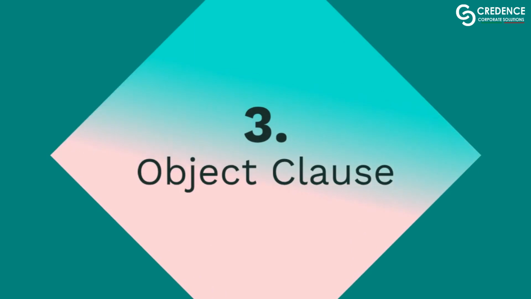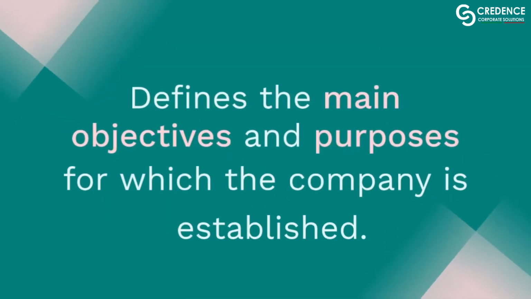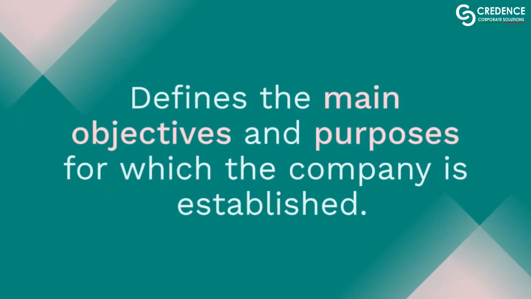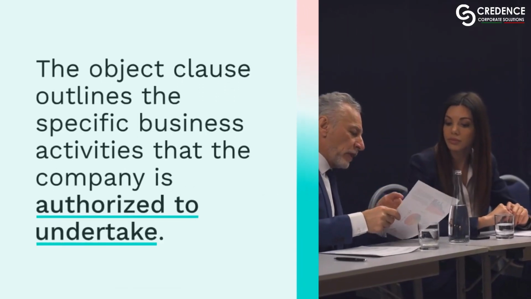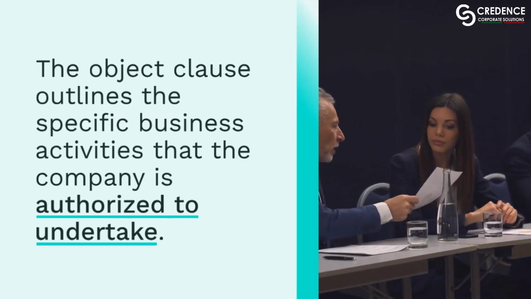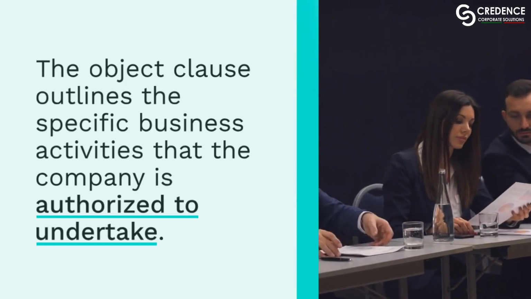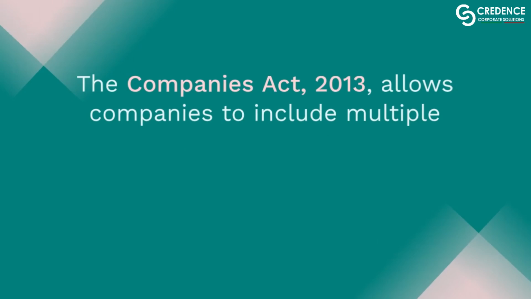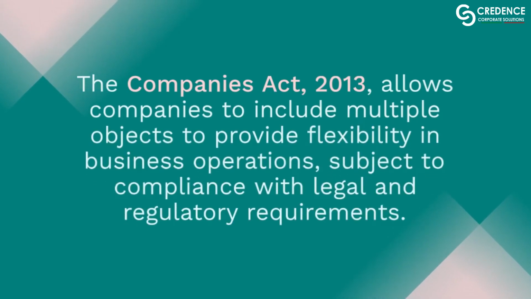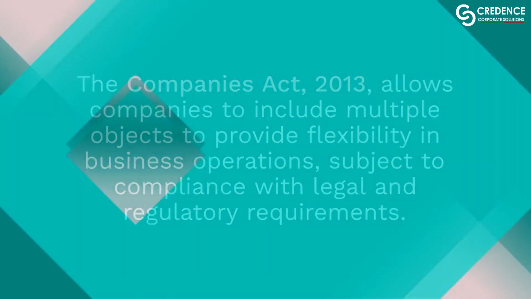3. Object clause. Defines the main objectives and purposes for which the company is established. The object clause outlines the specific business activities that the company is authorized to undertake. The Companies Act, 2013, allows companies to include multiple objects to provide flexibility in business operations, subject to compliance with legal and regulatory requirements.